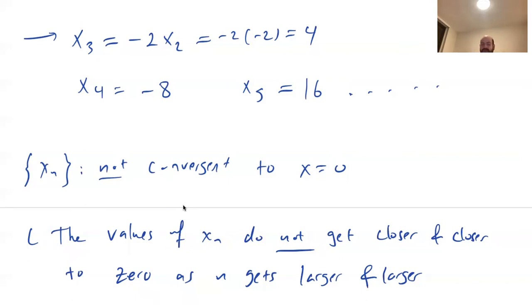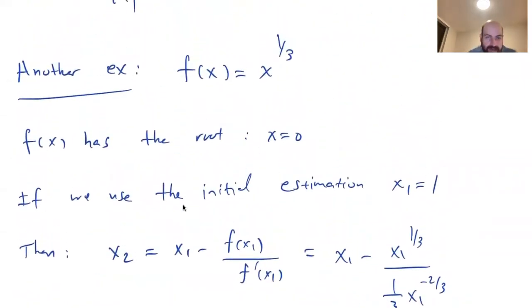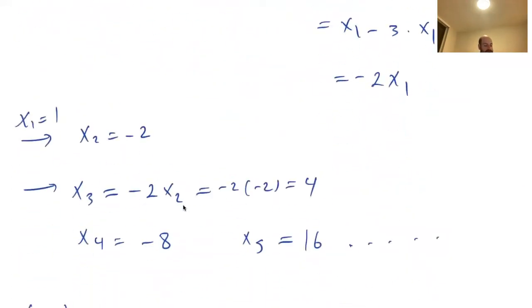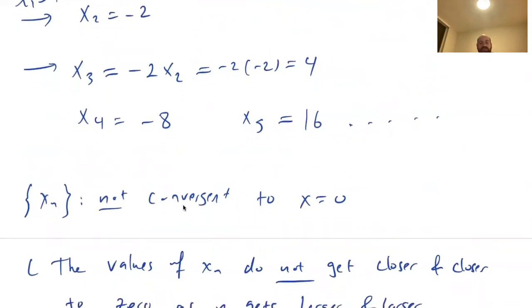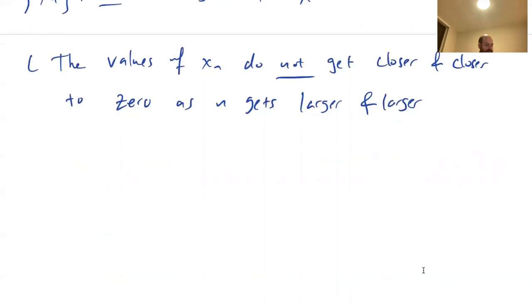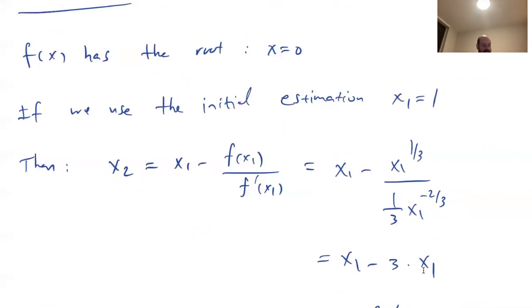But in some rare cases, for example this one, look at the values of xn. The root is 0. This is a simple function, cube root of x. The root is 0. But what are the values of xn? If I start with x1 equals 1, then it's minus 2, then 4, then minus 8, then 16, and so on. So of course, they will not get closer and closer to 0. In fact, they're getting farther and farther from 0. Okay, so Newton's method stops working in this example as well, although f prime is not 0.